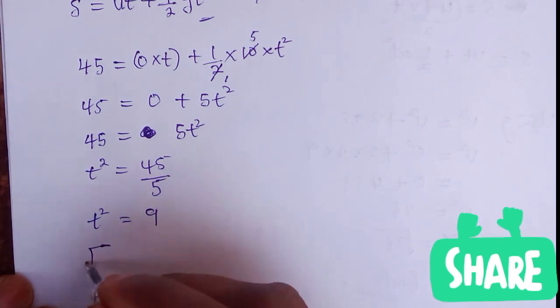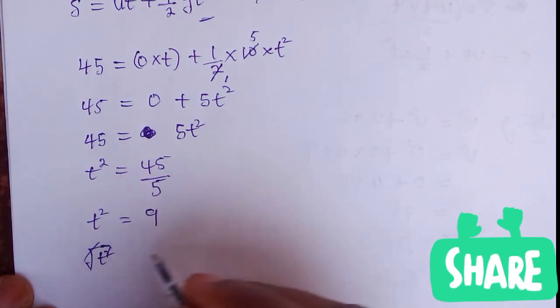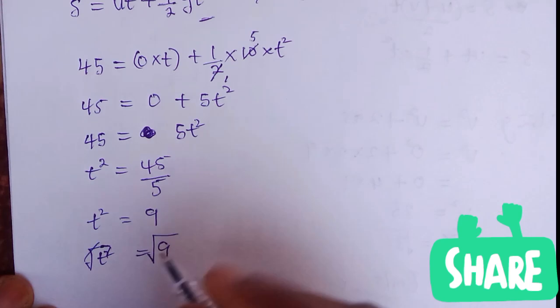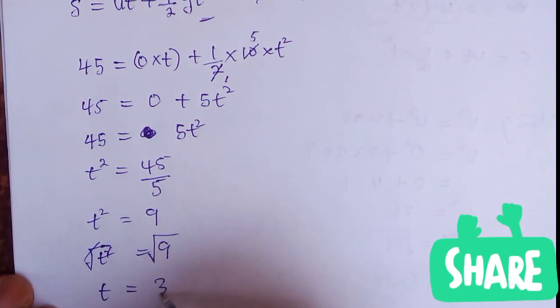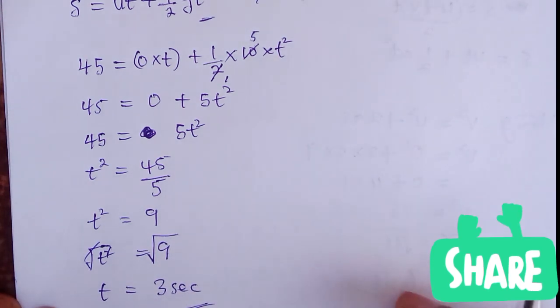Next, we take the square root of both sides. Square root of t squared is equal to square root of 9. Therefore, we have t is equal to 3 seconds. So this is the final answer.